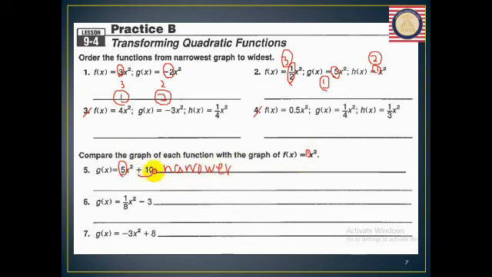Plus 10, so it's translated up by 10, up in the y-axis by 10. So its vertex is what? The new vertex here is 0 and 10. This is the new vertex. Of course, you can solve 6 and 7 by yourself.